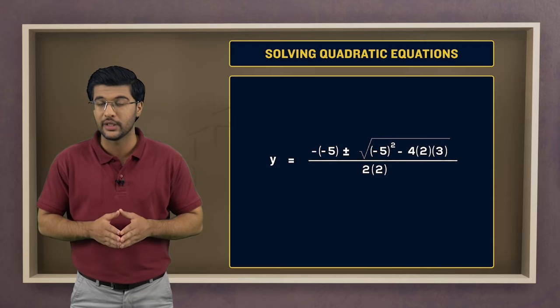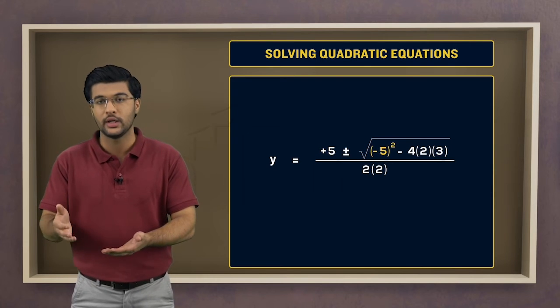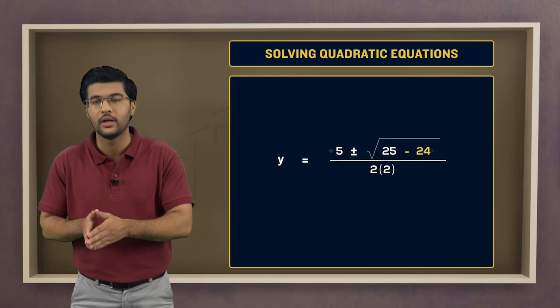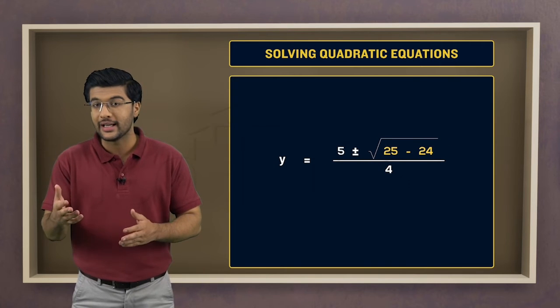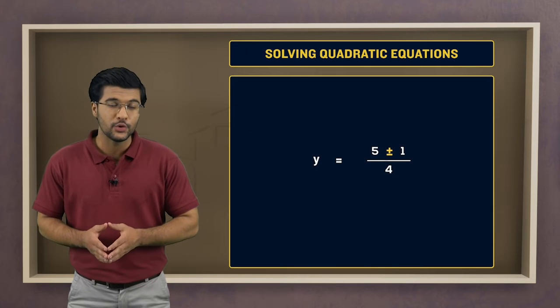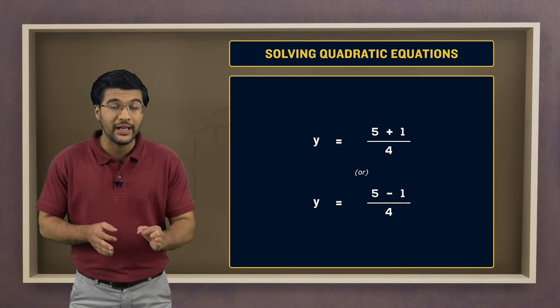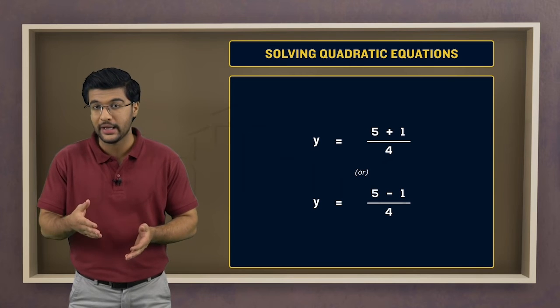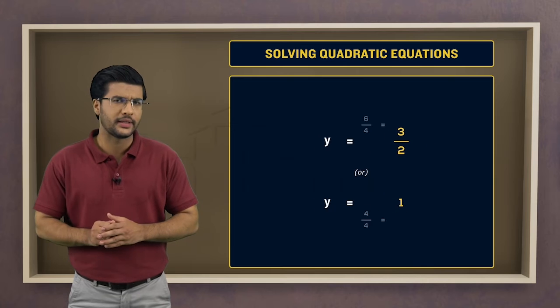On the right side of the equation, we get positive 5 and inside the square root 25 minus 24 and 4 in the denominator. Getting rid of the radical, we get 1. Separate the plus minus values and isolate the variable. By cancellation, finally we got two values of y that are 3 upon 2 and 1. But this is not it.